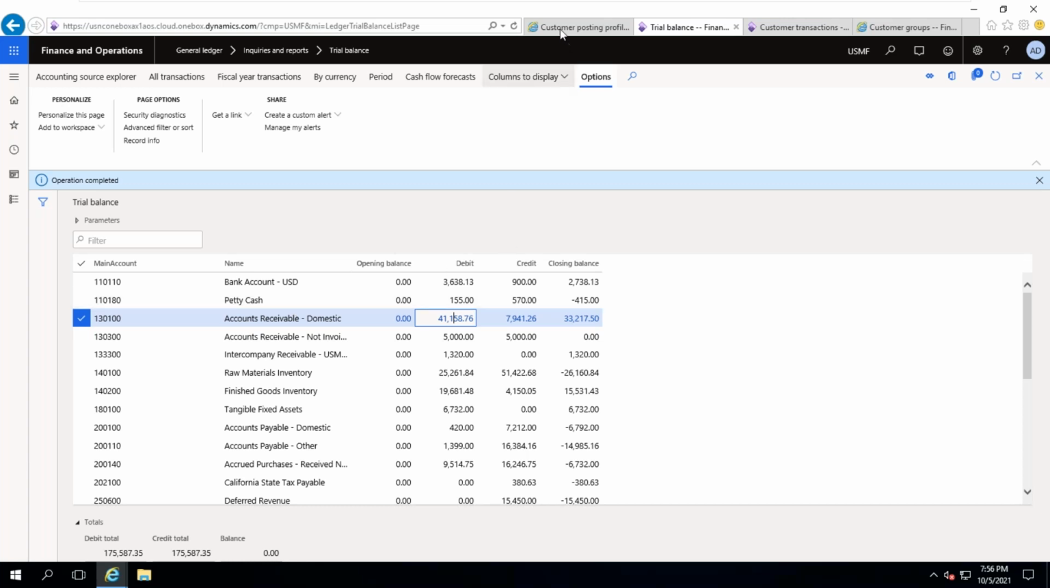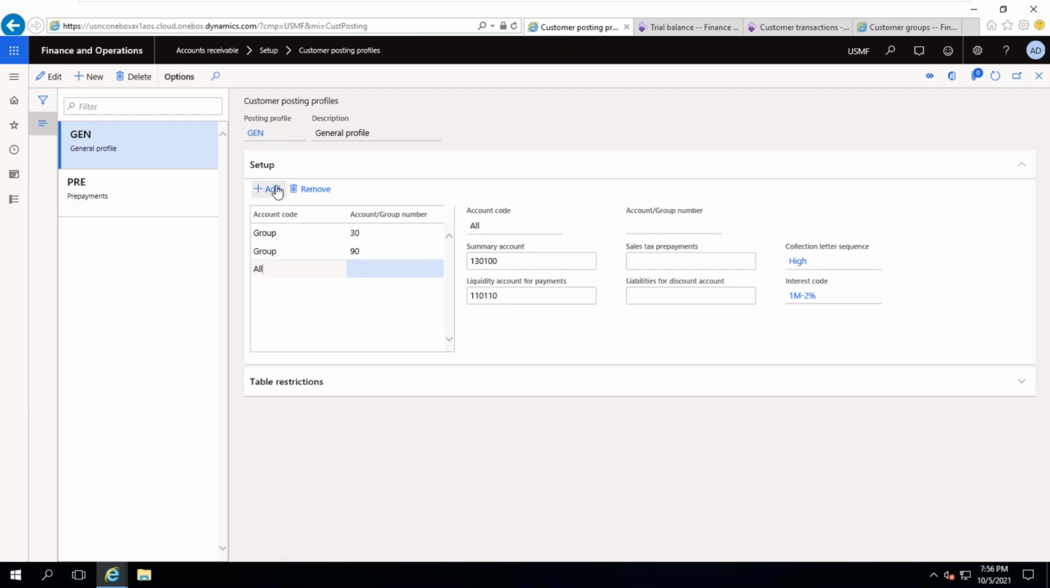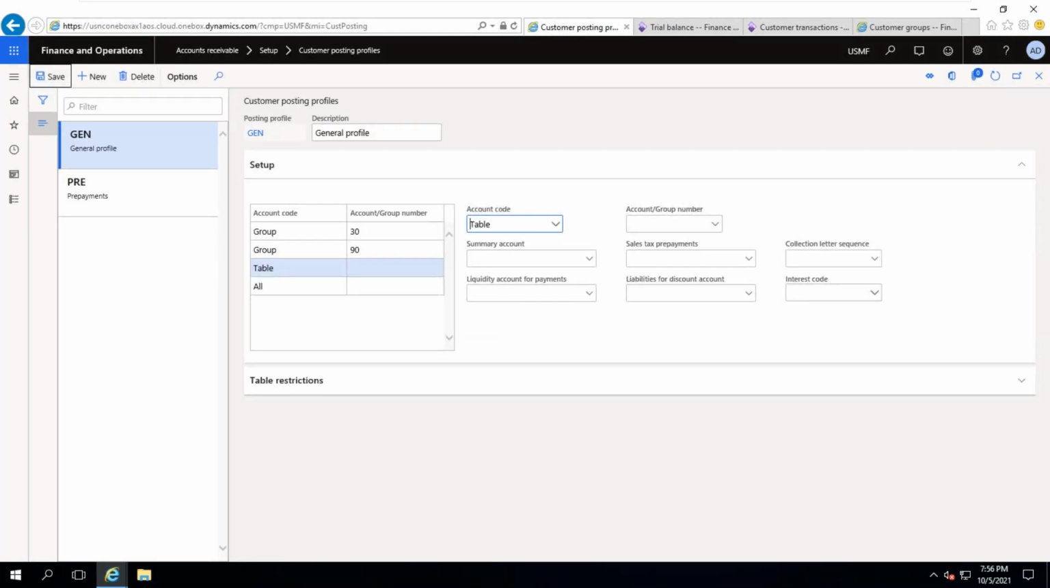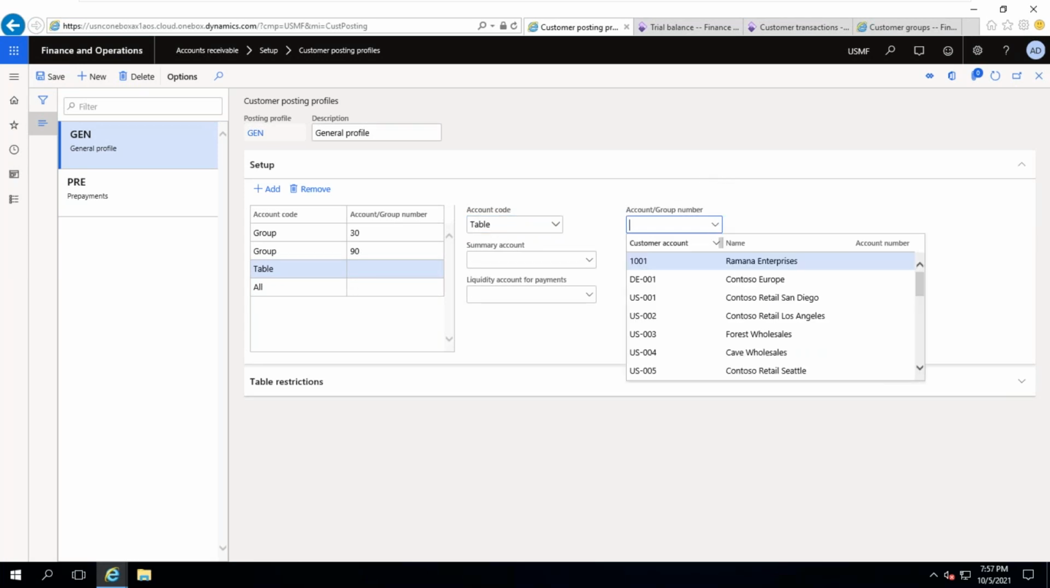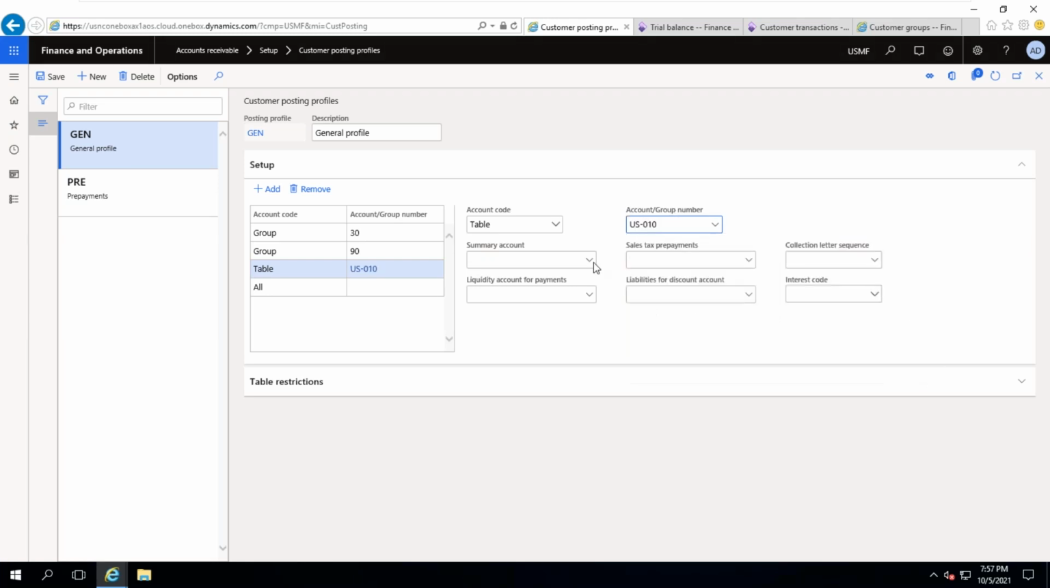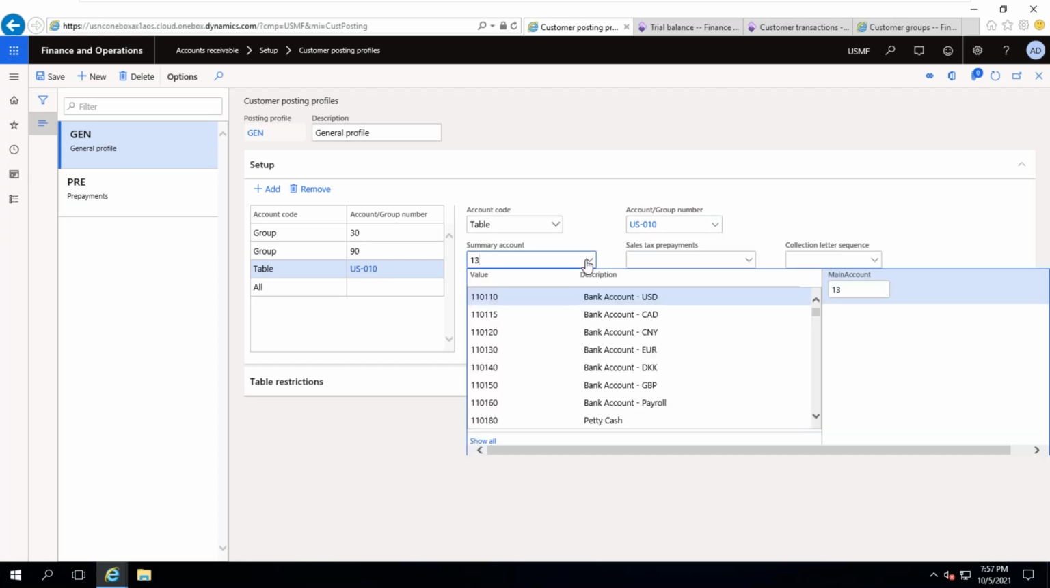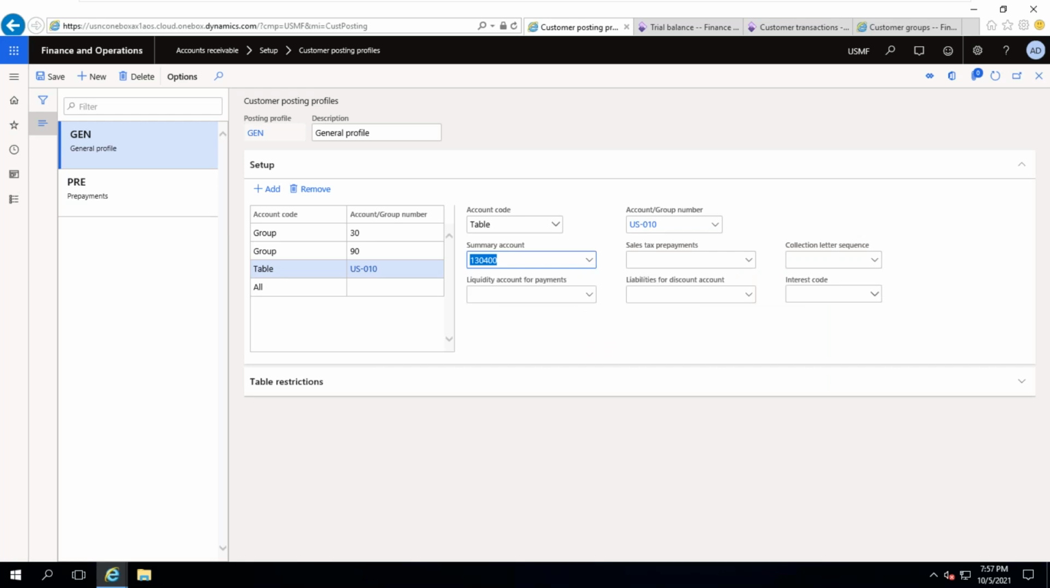Then we have an option: we can click on add and select a table. Suppose, take the example, US010 is the customer. Suppose Infosys is the company. I can map a special ledger account, only one ledger account for this one. Then the system will give the priority.